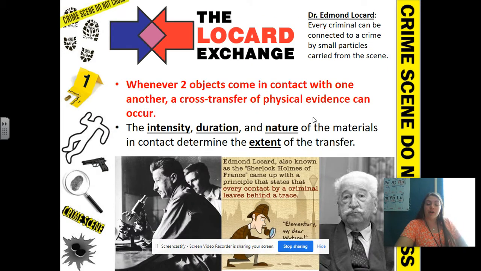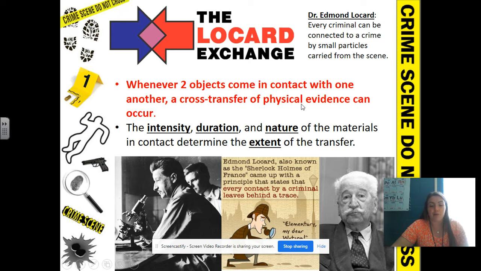Now, we're going to talk about the Locard Exchange. So in our last unit, Dr. Edmund Locard, this guy up here, was the father of forensics. You've actually already had this phrase talked about before. We're bringing it up again because he's definitely all about the crime scene. He was the first person to start a crime lab. So whenever two objects come in contact with one another, there's a cross transfer of physical evidence.